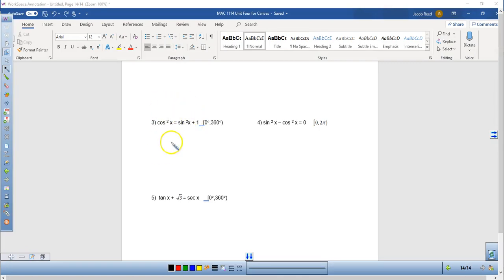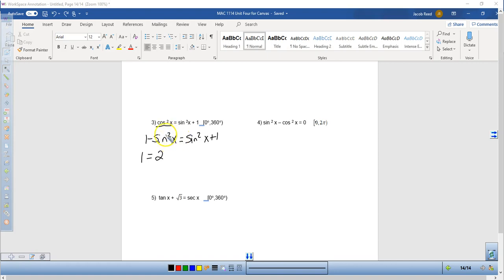Okay, down here, we're using trick number 2. Substitute in a trig function if we can. I want to get everything in terms of one trig function so then I can solve. So what I'm going to do is replace cosine squared with 1 minus sine squared, and then I'm going to work on getting these down to equal 0.